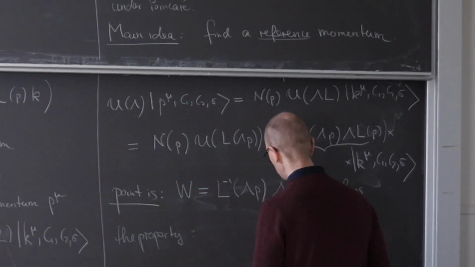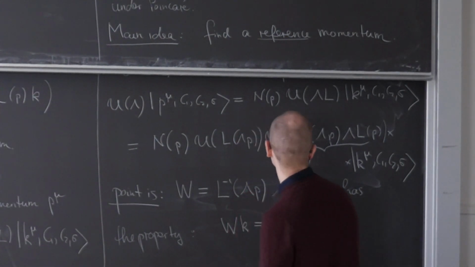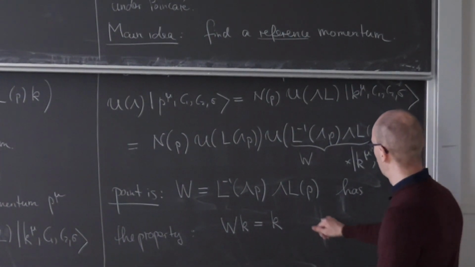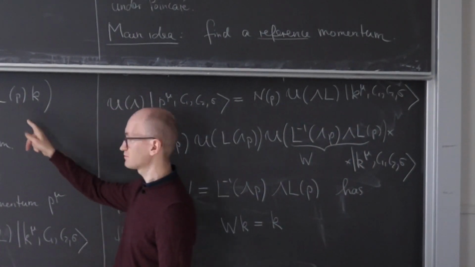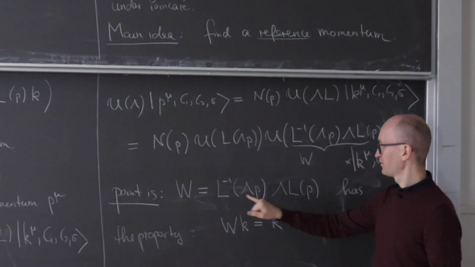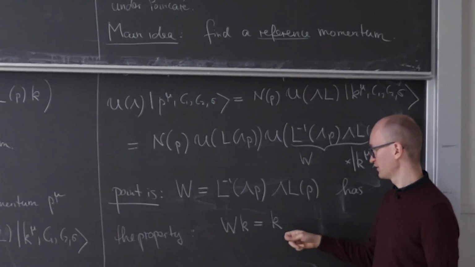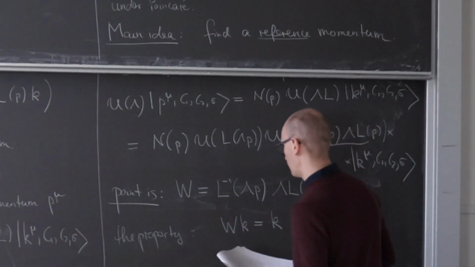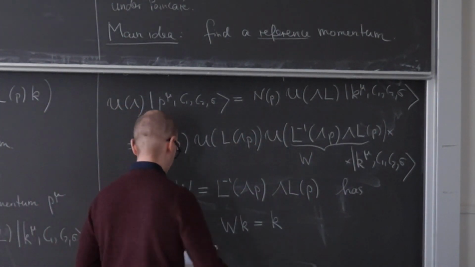That W acting on K just gives me K. So it's easy to see, okay? L of P acting on K gives me P by definition. Lambda acting on P gives me lambda P. So L inverse of lambda P acting on lambda P just gives me K. So I start with K, I finish with K. So this has the property of leaving the reference momentum invariant.